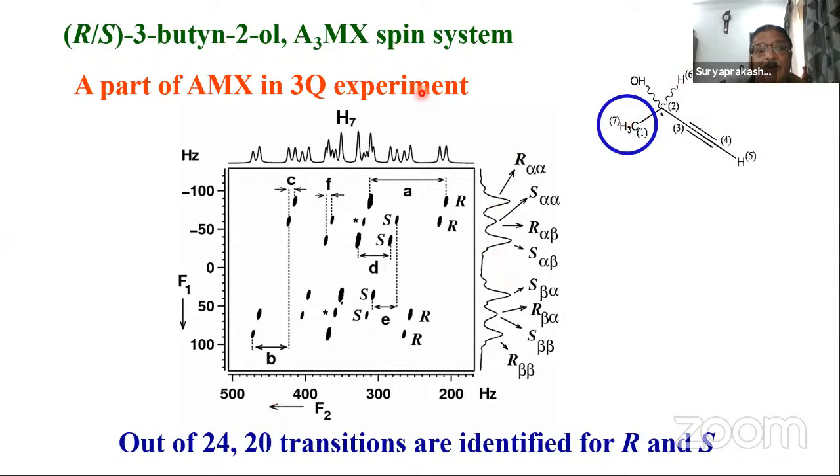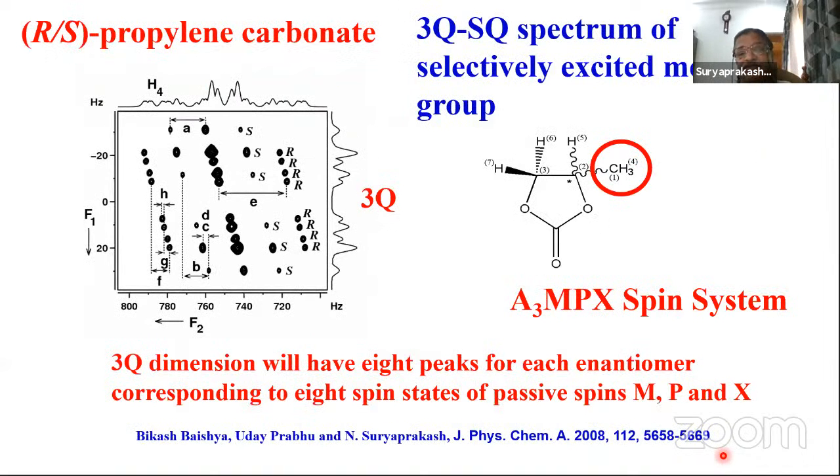If you look at this one, there are 24 peaks here. I'm sure you will not be able to resolve it in a one-dimensional way, but in our two-dimensional way, all 24 peaks we could identify. In that, out of 24, 20 we have easily identified for R and S. This is also simple. It's not a complex molecule for us, but the real complexity comes here. This is a realistic system, what I explained to you just now.